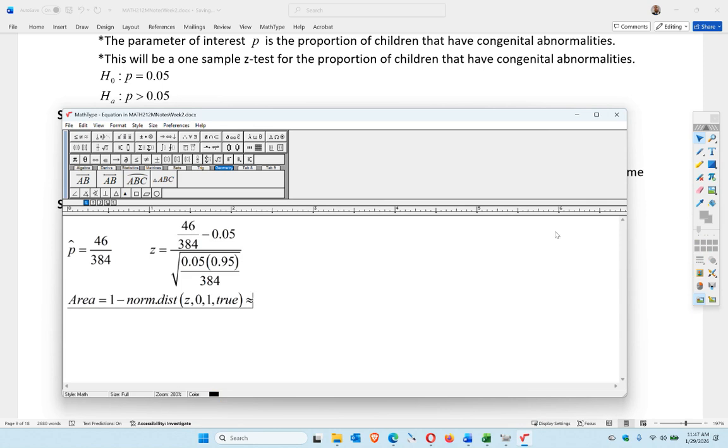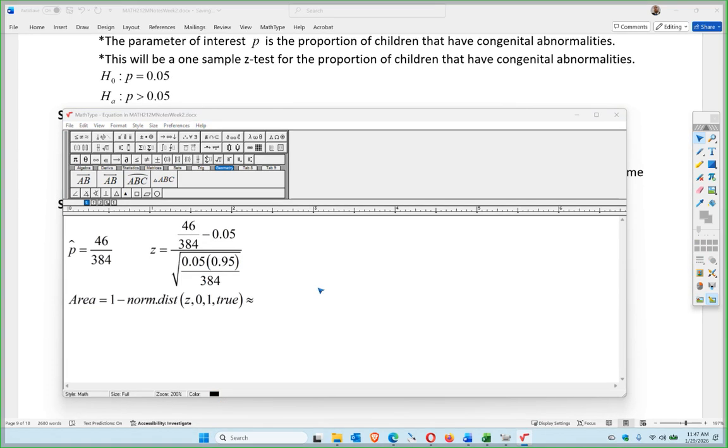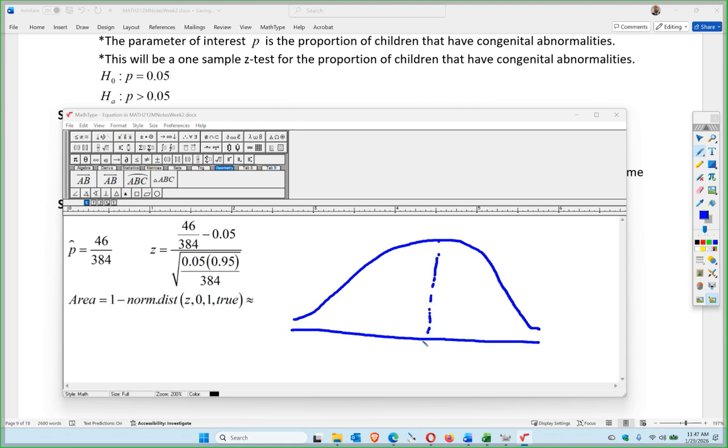Okay, so we have this little normal curve right there. So this is what, 0.05? Right? So we have a z-score which is going to be, I think, negative, right? So let's get a z-score over here somewhere. All right, that's the z-score we have.